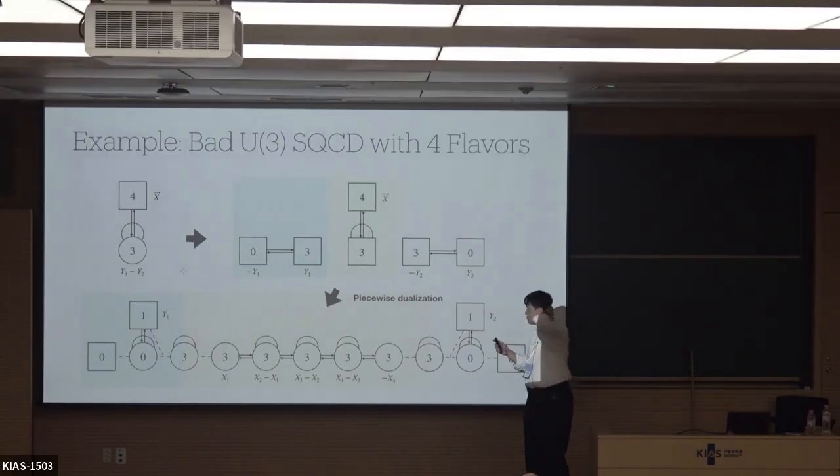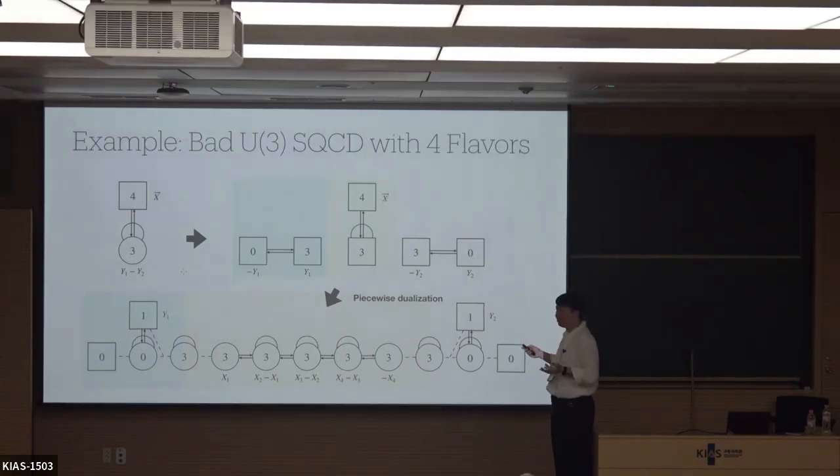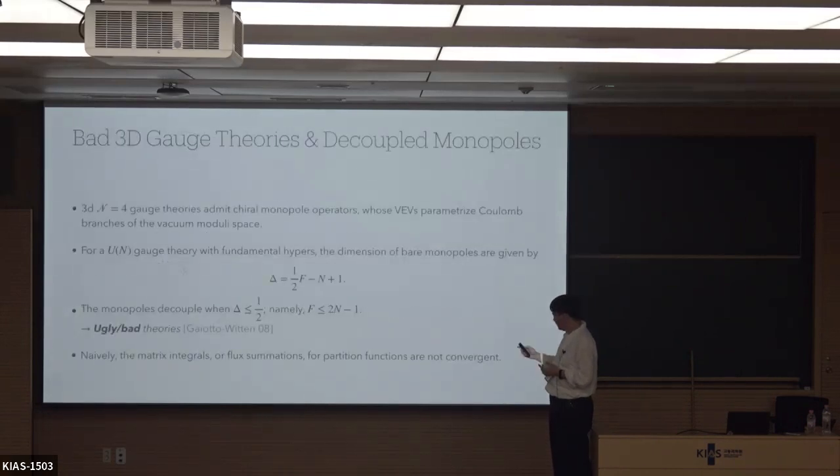Okay, so let's move on to the bad example. Previously I considered U2 with 4 flavors. Now I increase the rank by 1, so U3 with 4 flavors. And you can easily check that this violates the positivity condition for the conformal dimension.